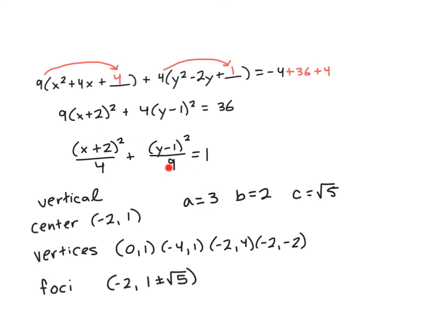Since the larger number is under y, I know that our ellipse is vertical. Our center is at (−2, 1). Our a value is 3, b value is 2, and our c value is going to be root 5 when you use the formula.